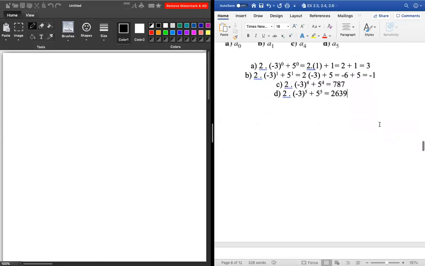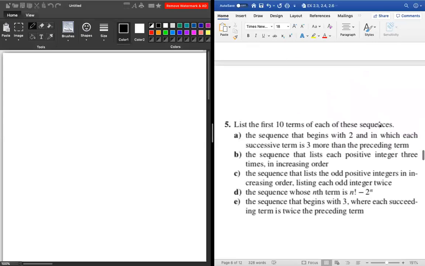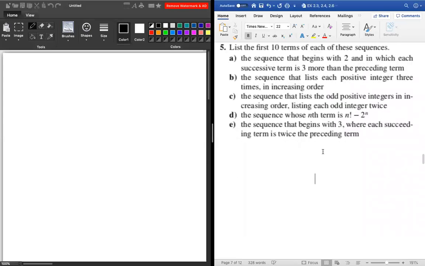Okay, if no question, let's move on to our next question. So we have this question number 5 here. We have to list the first 10 terms of each of the sequences here.